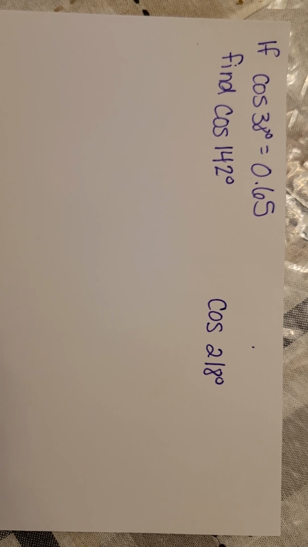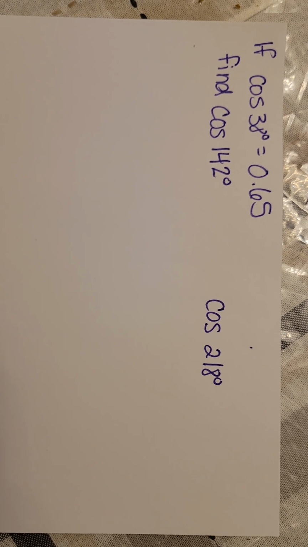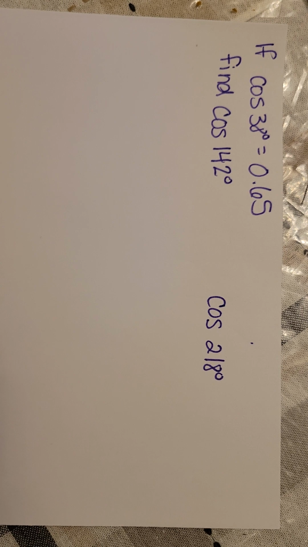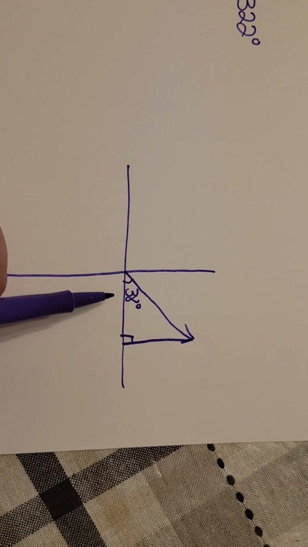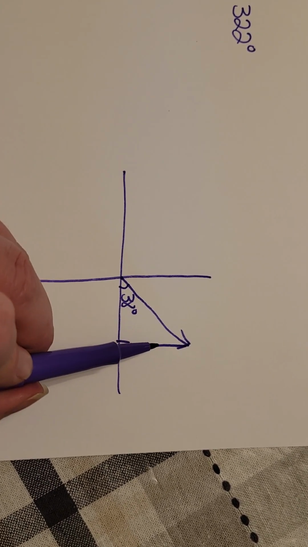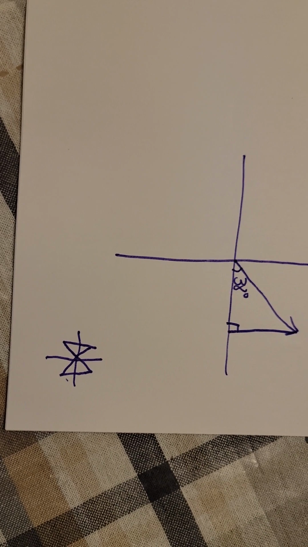All right, we're given that cosine of 38 degrees equals 0.65, and we need to find cosine of some other angles. And so we're like, how do I even start that? Well, let's first think about what 38 degrees looks like. So here we go. I've got 38 degrees drawn down here. And then I drew the reference triangle. Remember reference triangles, they follow this bow tie.